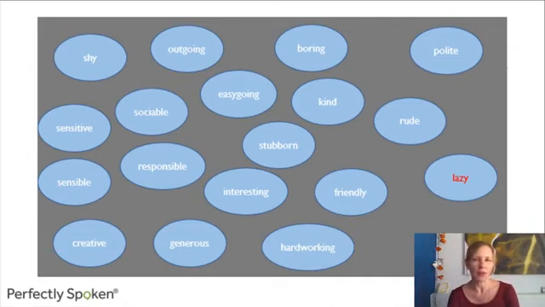In my family, we are not lazy. No. Maybe my cousin. Shh. But maybe my cousin, he's a little bit lazy. Yes. Okay, now the next adjective is the opposite of lazy.